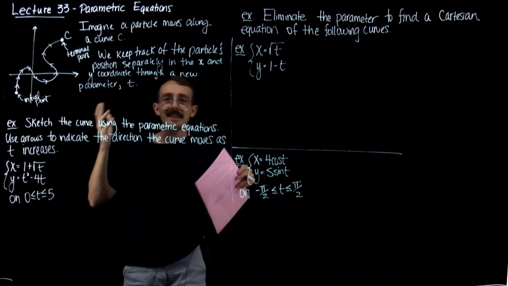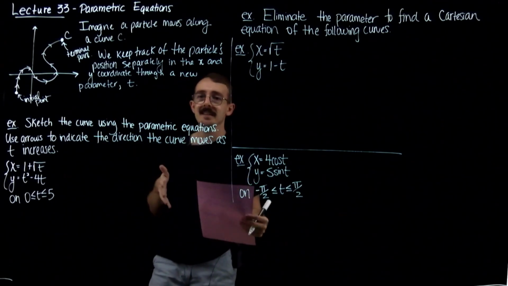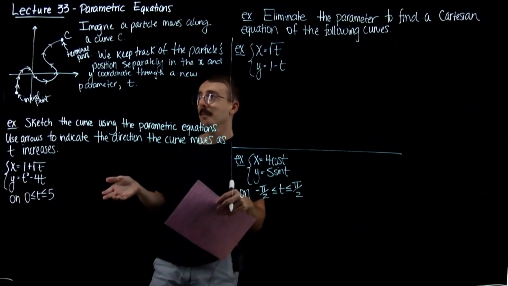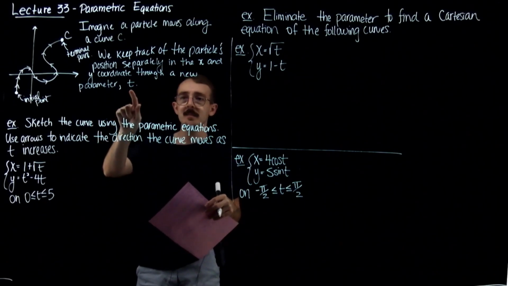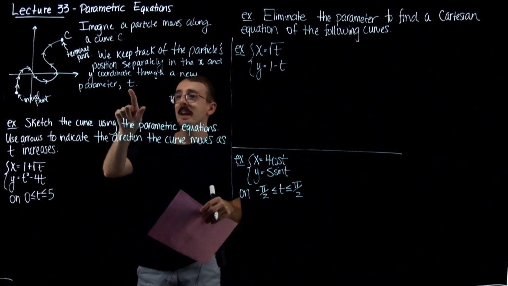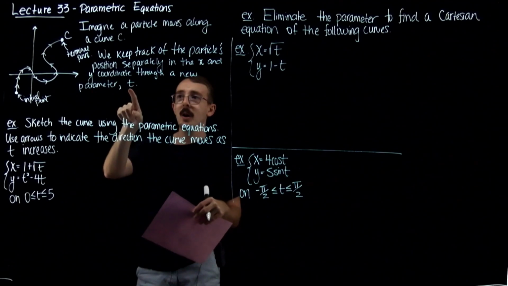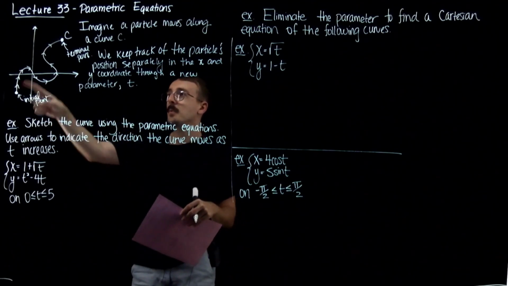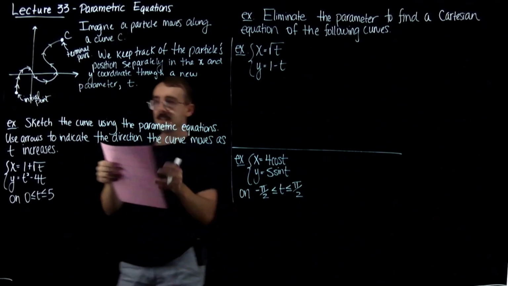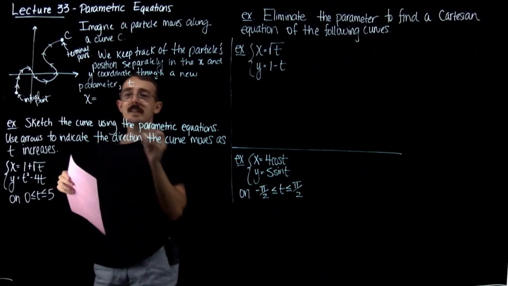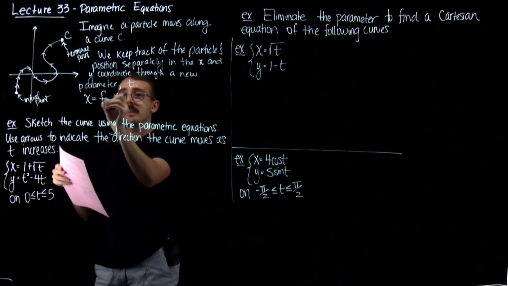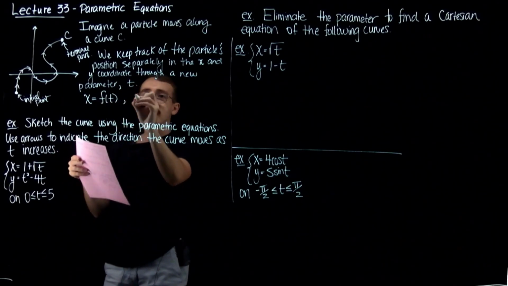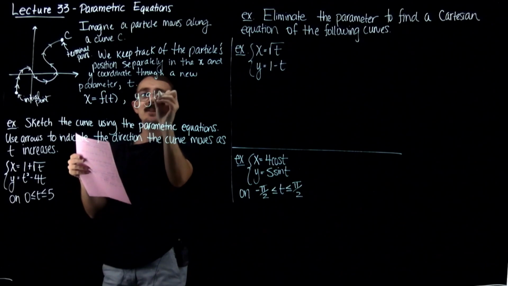So t could stand for time, but it doesn't necessarily stand for time. In other scenarios, it could be just some negative number or something. But what this parameter t does is you evaluate two equations at a specific time t, and it tells you where on the curve you are. So this is going to look something like this. These are called our parametric equations. And x is going to be some function of t, and y is going to be some function of t.